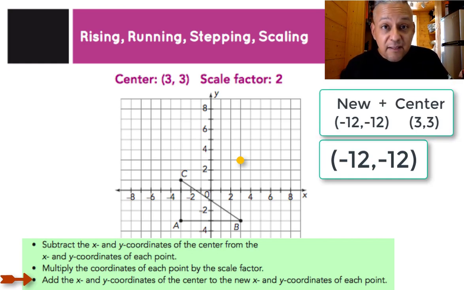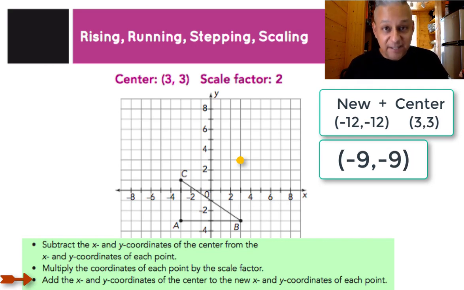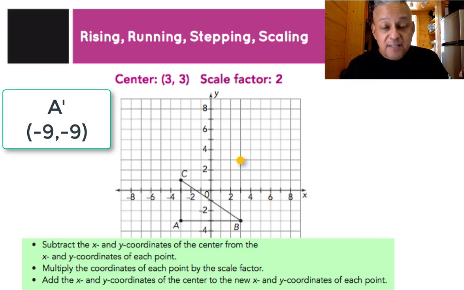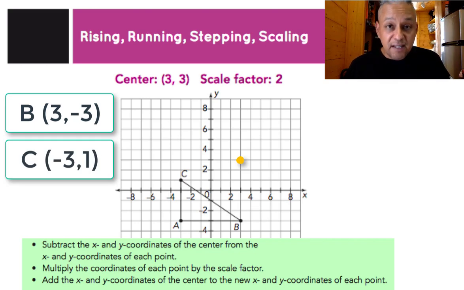And then finally, we're going to add the x and y coordinates of the center to the new ones that we just found, the -12 and -12. So what is -12 plus 3? Well, that's -9. And again, what is -12 plus 3? That's -9 as well. So our new point A is going to be (-9, -9). And we'll repeat the process for the other 2 points. Point B is at (3, -3), and point C is at (-3, 1).